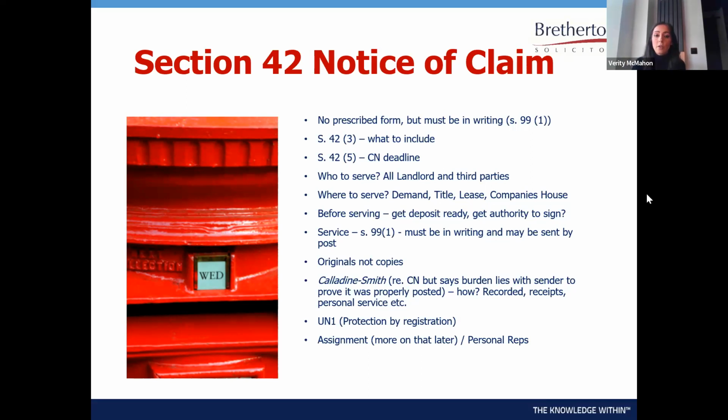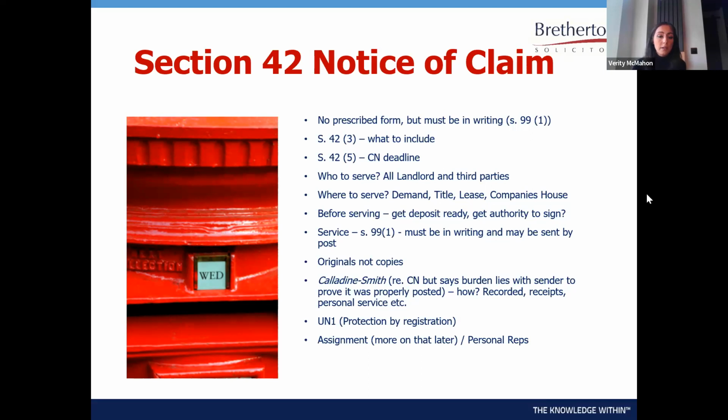You serve this on the landlord's registered office addresses, check the lease, check the title, check ground rent demands. Ground rent demands are very important because often it can be kept in the very fine print right at the bottom of the demand, a separate address for service of notices of these kinds.